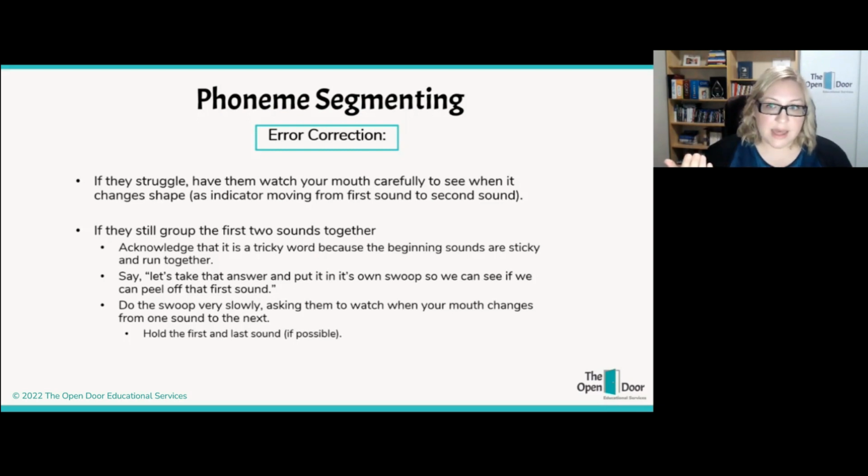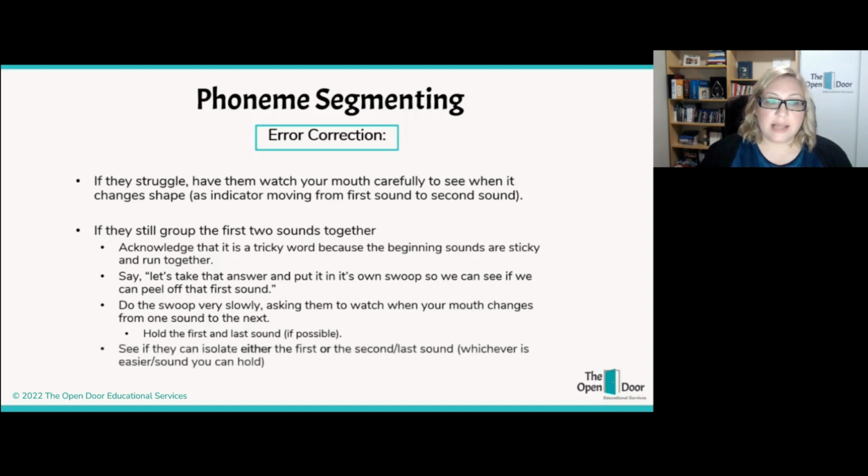So let's say that the word is clap. So with clap, if they say the first sound in clap, clap. What's the first sound? The student says coal. You say, you know what? It's another of those ones where those two first sounds stick together. Let's put those two sounds in their own swoop and hear if we can hear which one is which sound.